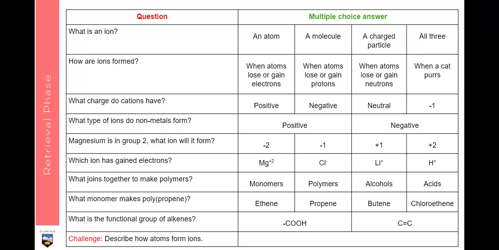If you haven't already done so, please complete your retrieval quiz on your student worksheet. All you need to do is highlight the multiple choice answer for the question. You've got a question and 4 multiple choice answers; highlight the one that you think it is. Pause this video, come back for your answers. So pause me.